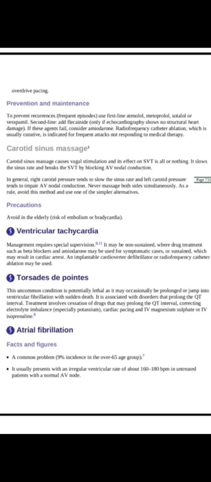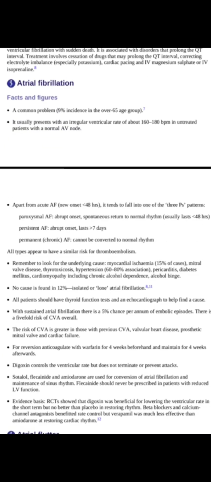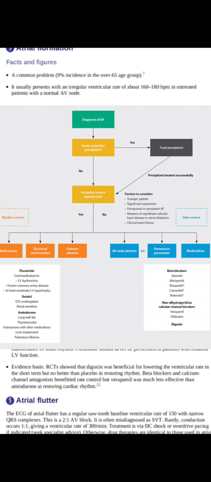Next, the important one is atrial fibrillation. For atrial fibrillation, just give a quick read to all of the facts and the figures. But the things to remember are that they have similar risk factors for thromboembolism, and the underlying causes include myocardial ischemia, thyrotoxicosis, hypertension, mitral valve disease. Sometimes MCQs do come from this topic.